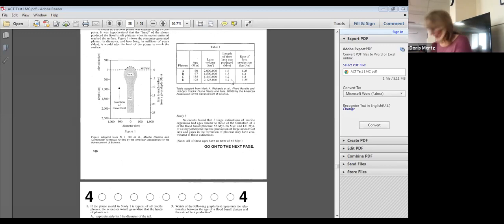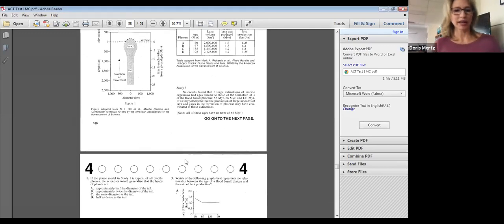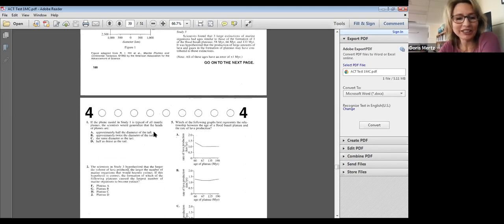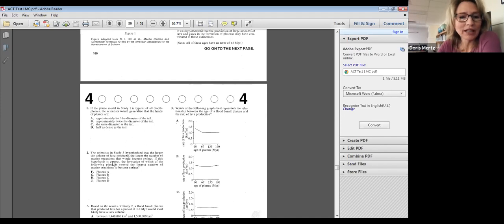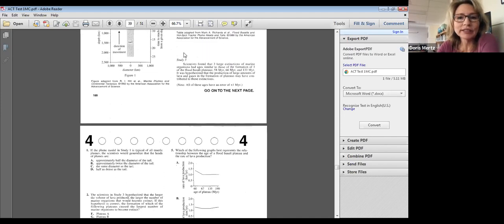All right, let's look at question 1. In the plume model in study 1, there's our locator. If the plume model in study 1 is typical of all mantle plumes, the scientist would generalize that the heads of plumes are what? The heads are approximately twice the diameter of the tail. So how easy was that, right? That's not hard.